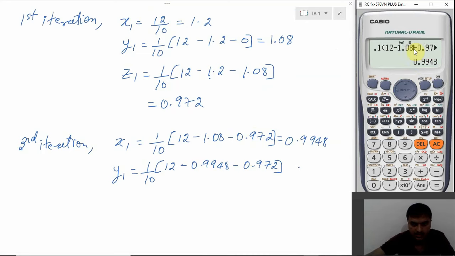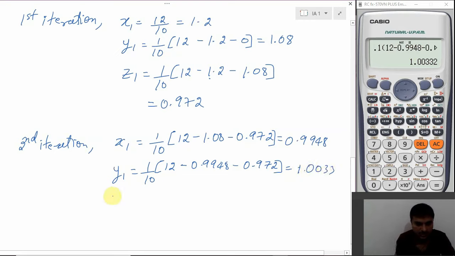Now here I'm going to get, just put the value 0.9948 and minus, it's already the same, so just put enter. Yes friends, you can see I've got the answer. Just substitute the answer here. It is 1.0033. Okay, without wasting the time, go to z1 is equal to 1 upon 10, 12 minus 0.9948 minus 1.0033. Yes friends, just substitute the values, tell me the answer.